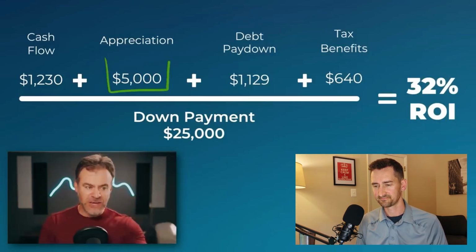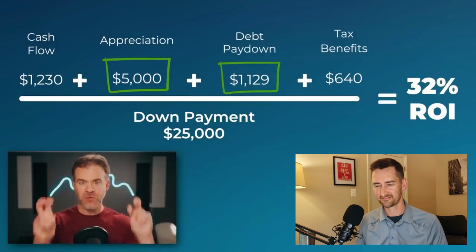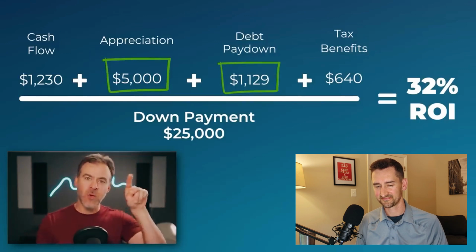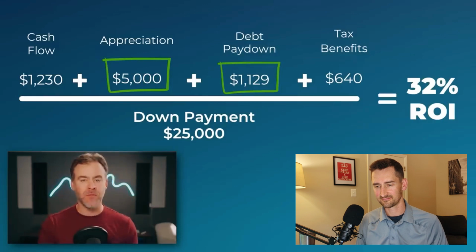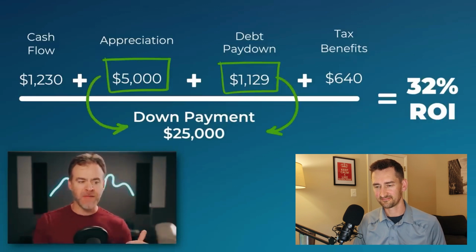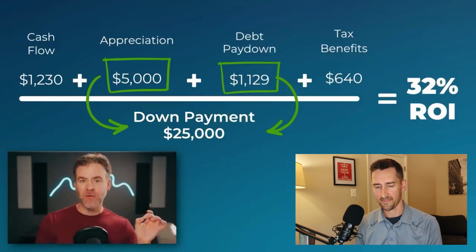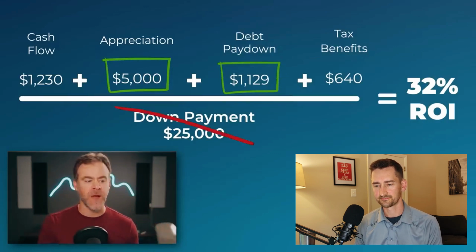As that appreciation and debt paydown pays you, where does that money go? It doesn't go in your bank account. It actually goes into the equity of the property. So I make $5,000 and $1,200 that first year. The next year, I don't have $25,000 invested in the property.